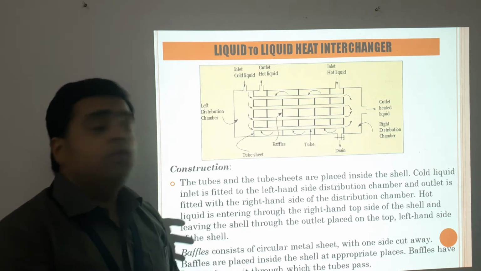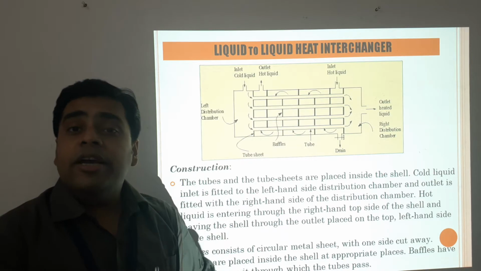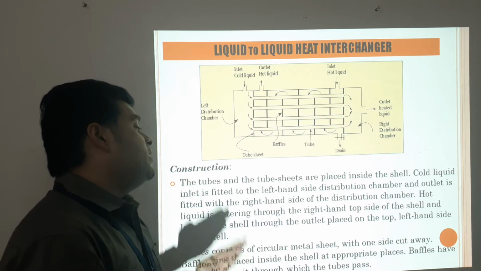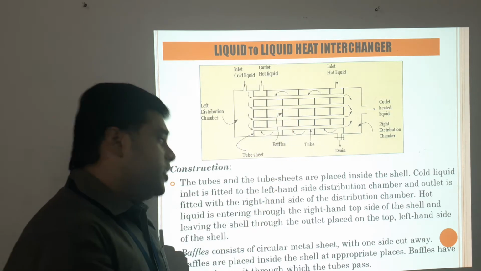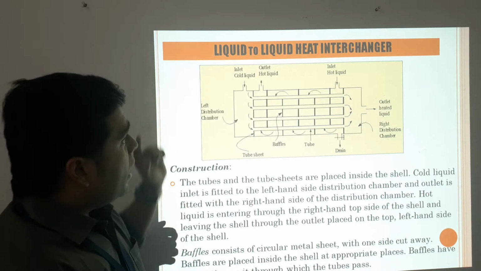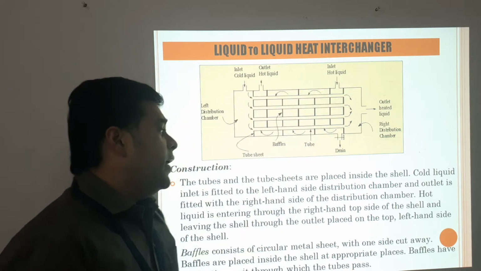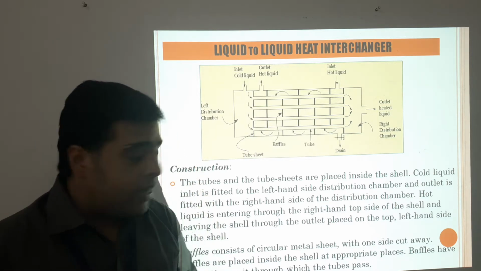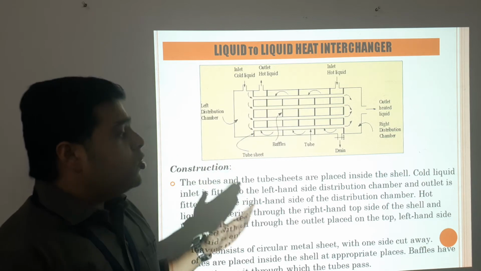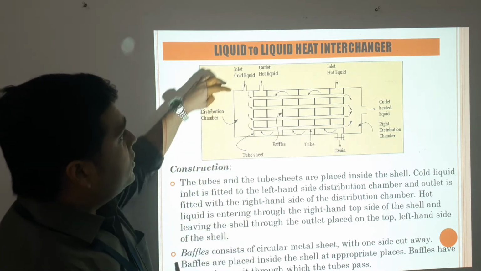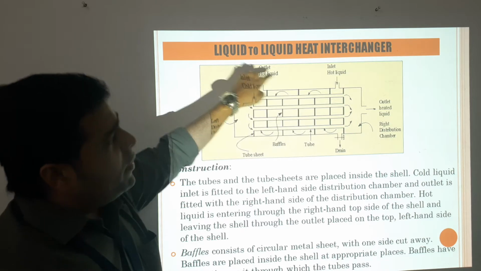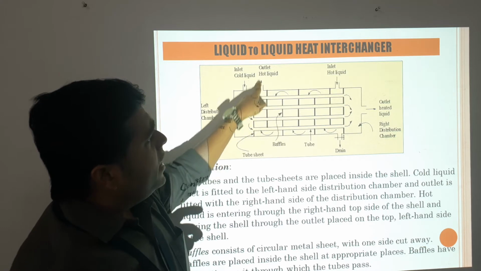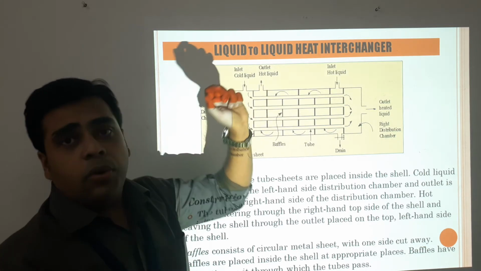So the tubes and the tube sheets are placed inside the shell. The cold liquid inlet is fitted to the left hand side distribution chamber and the outlet is fitted with the right hand side of the distribution chamber. This is the entry of the hot liquid. It is entering through the right hand side, top side of the shell and leaving the shell through the outlet placed on the top left hand side of the shell. So this is the inlet for the hot liquid. So it is coming here and going on, outlet is at this particular point.